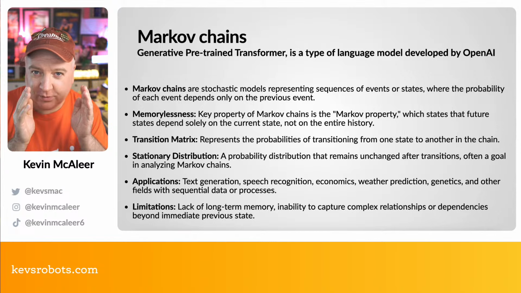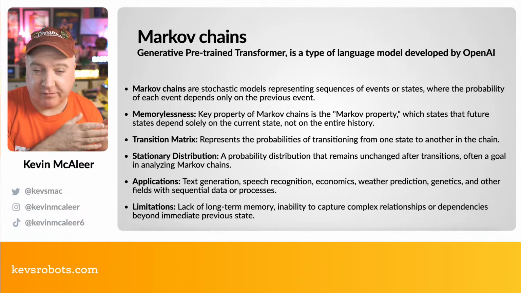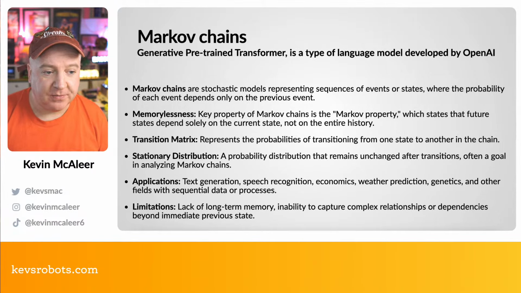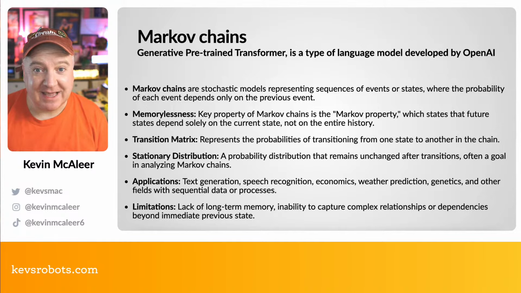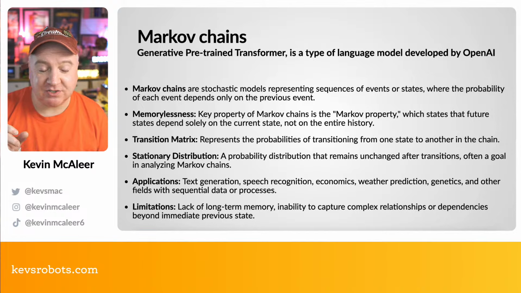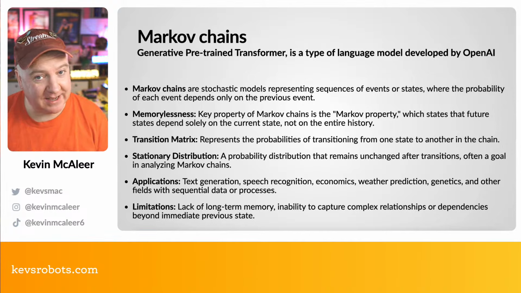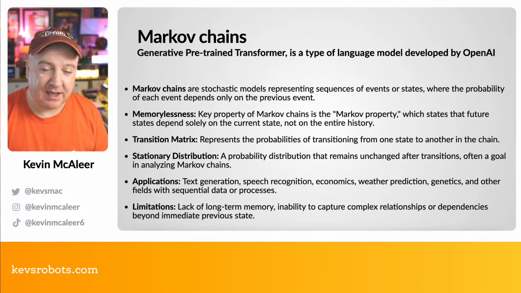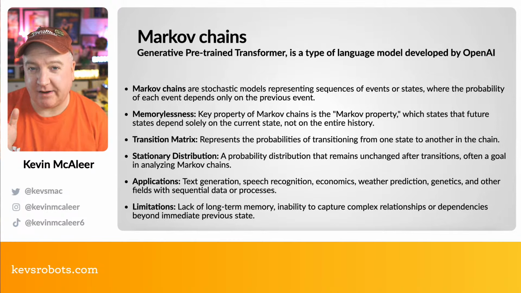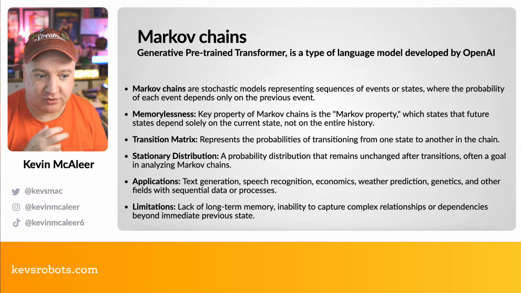So it's just kind of like, we'll look at the current word and the word that came before it, and that's all we do. So this means that we have this memorylessness state, and this is a key property, or a Markov property, which states that the future state depends solely on the current state and not the entire history. So that means we can get a word or two, and we can look and guess what we think the next one will be without having to understand every word that's ever come before that, just the one that we're looking at currently.